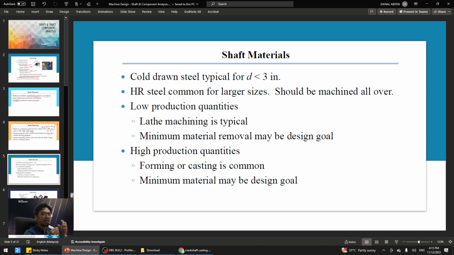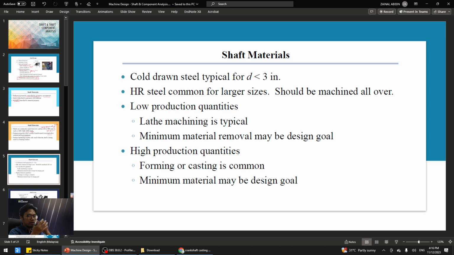mengikut saiz die yang you letak dekat mesin tersebut, cold drawn die tu. Kemudian hasillah satu material ataupun satu shaft yang hanya boleh dibuat di bawah diameter 3 inci. So selain daripada tu, dia memerlukan hot roll. Okay, hot roll ni macam mana?